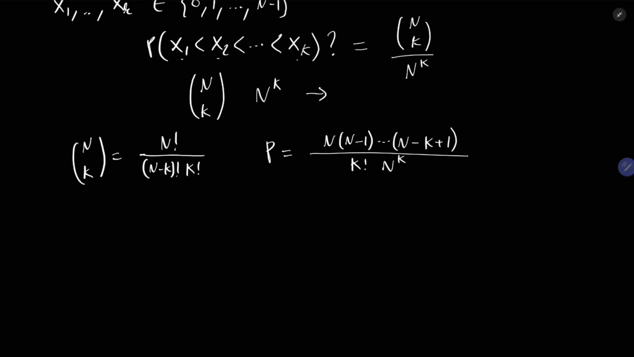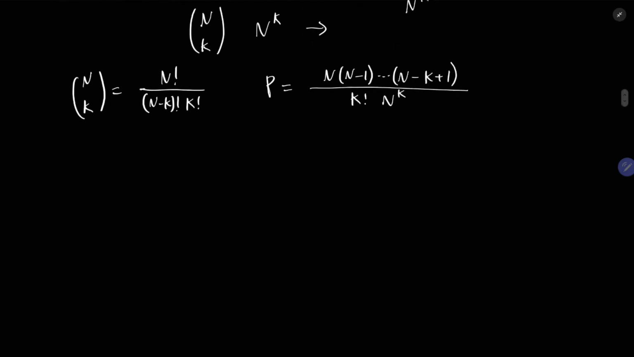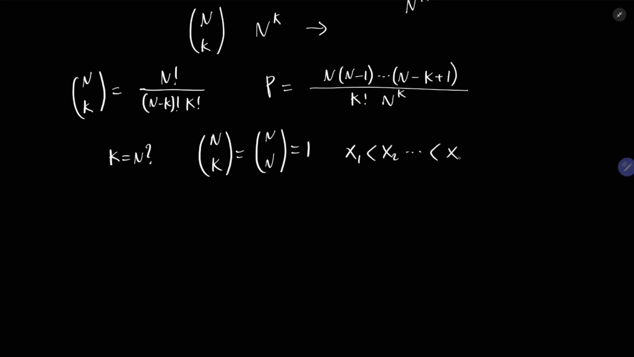Let's have a quick note on certain values of k. For example, if you consider a value of k that is equal to n, what's happening? Well, in that case, you know that n choose k is equal to n choose n, which is equal to 1. And that makes sense because the only way to order the variables x1, x2, etc. is to choose a value of 0 for x1, 1 for x2, etc., up to n minus 1 for xn.